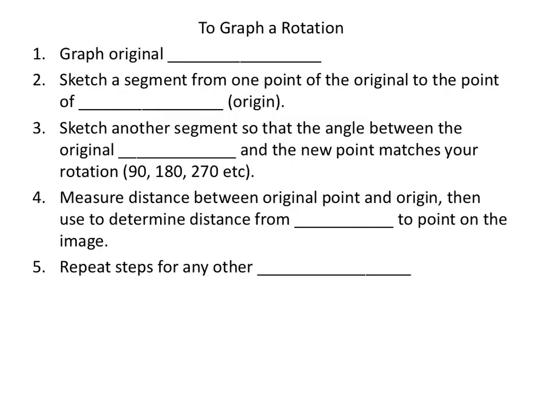So first let's start out talking about how you can graph a rotation. First you are going to graph the original figure. After you do that, you are going to sketch a segment using a straight edge from one point of the original to the point of rotation. In this case, at your age, it's all going to be around the origin, which remember is that middle point on our coordinate plane. Then you're going to sketch another segment so that the angle between the original figure and the new point matches your rotation.